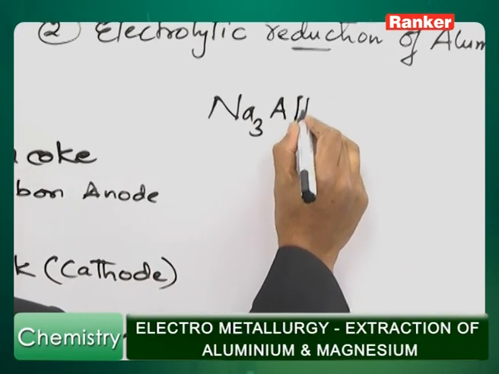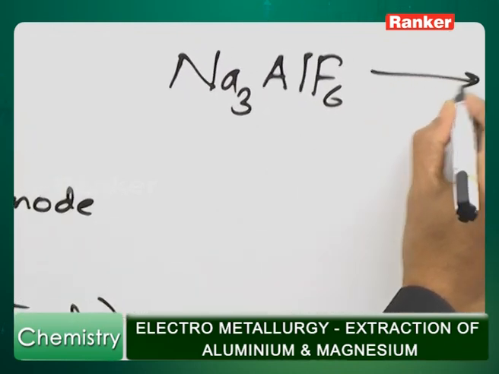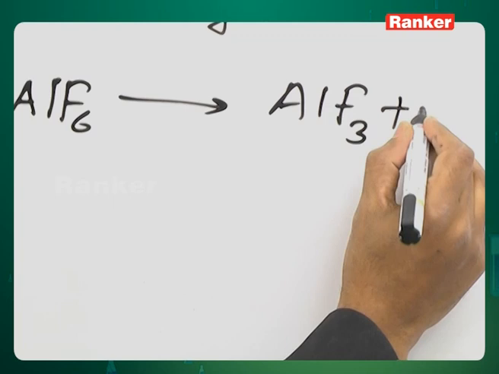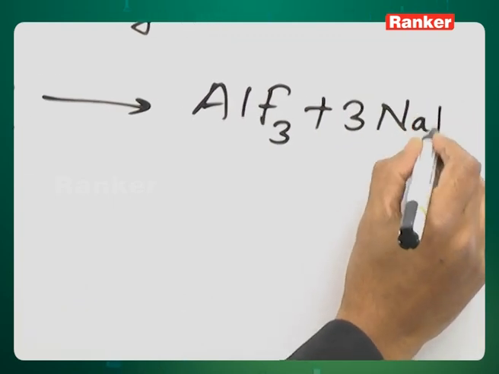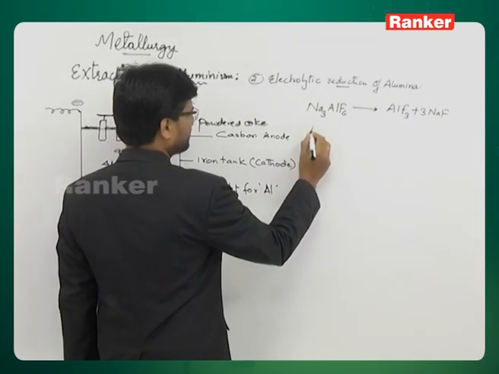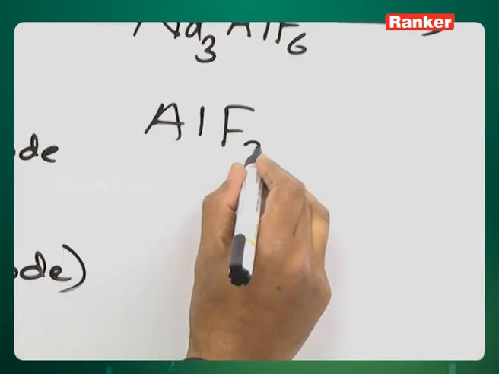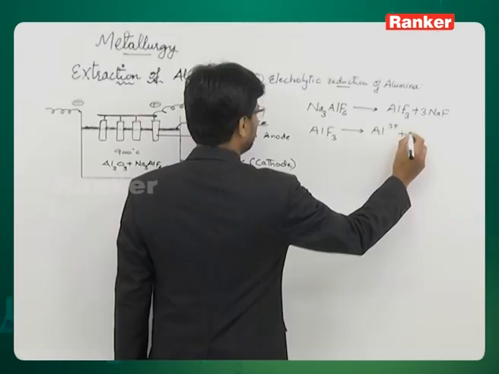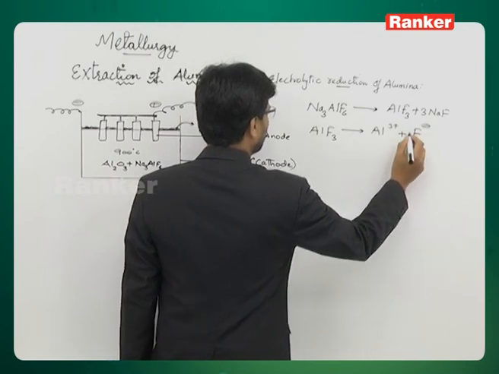Na3AlF6 breaks up into AlF3 and 3NaF. AlF3 then dissociates into Al3+ and F minus.